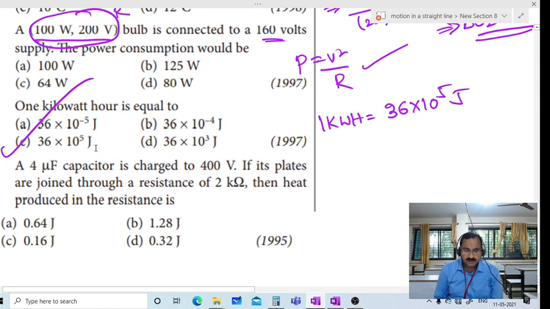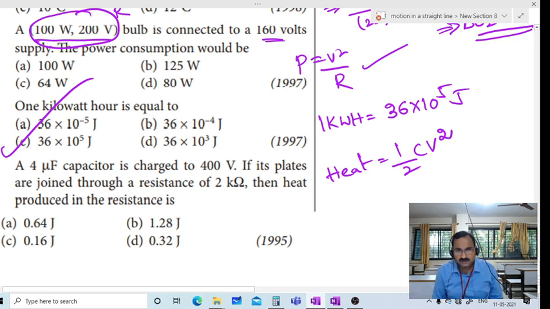A 4 microfarad capacitor is charged to 400 volt. If its plates are joined to a resistance, then find the heat produced. We already know the energy stored in a capacitor. Total work done by the battery is CV square. Half of that will be stored in the capacitor. The remaining half will appear as a loss only. So the heat produced is equal to half CV square only. Apply that and we'll get the answer for that also.